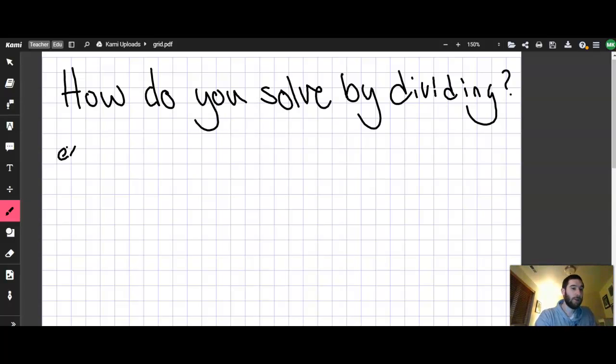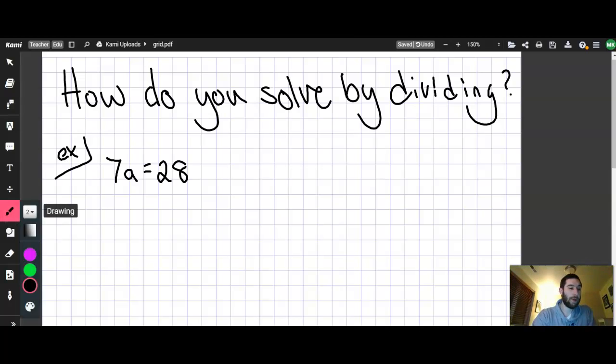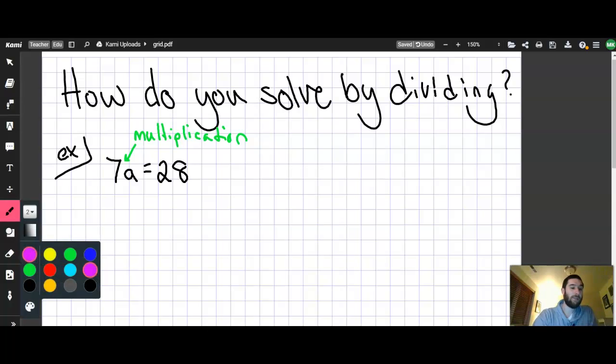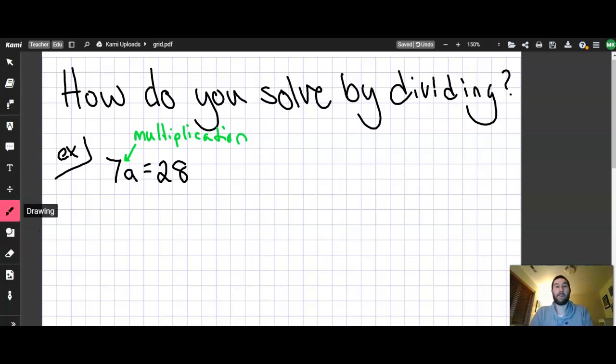So this first example here, let's go ahead and pick someone's favorite number, 7. And let's say we have 7a is equal to 28. This problem has multiplication. We are multiplying by 7. We know we're multiplying by 7 because of the invisible multiplication between the 7 and the a. Since nothing's written there, we know that that is multiplication. And so, to undo that multiplication, we need to divide.